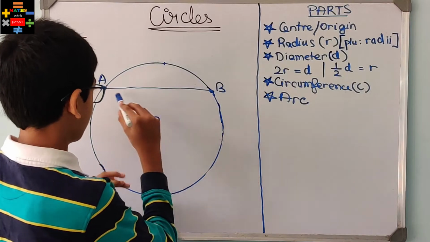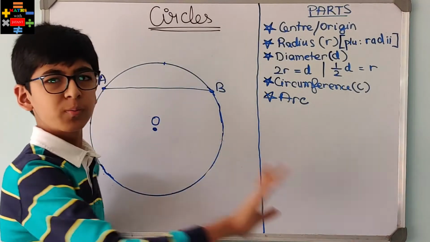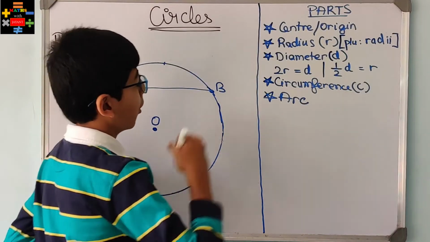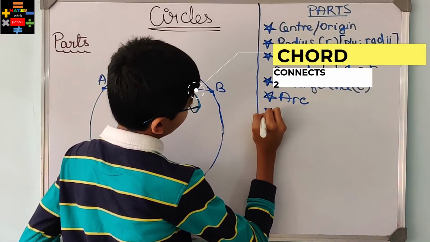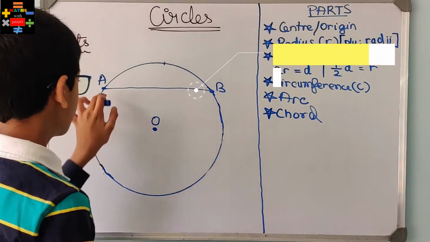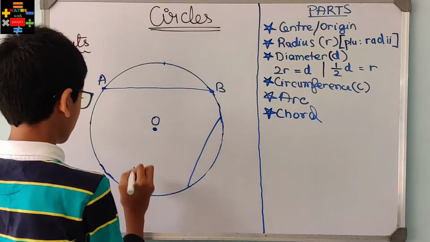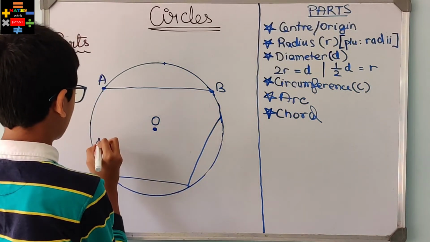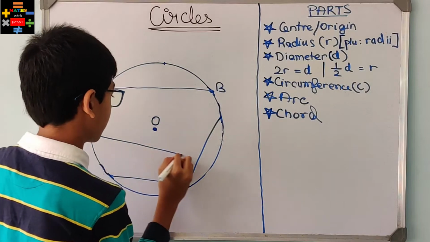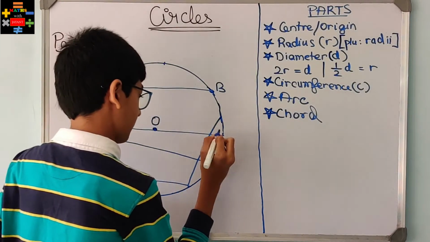So what is this line called? Any line that connects any 2 points of the circle is called a chord, C-H-O-R-D. This line is called a chord. I could make chords randomly. This is also a chord. This is a chord as well. This is a chord as well. Even this is a chord as well.